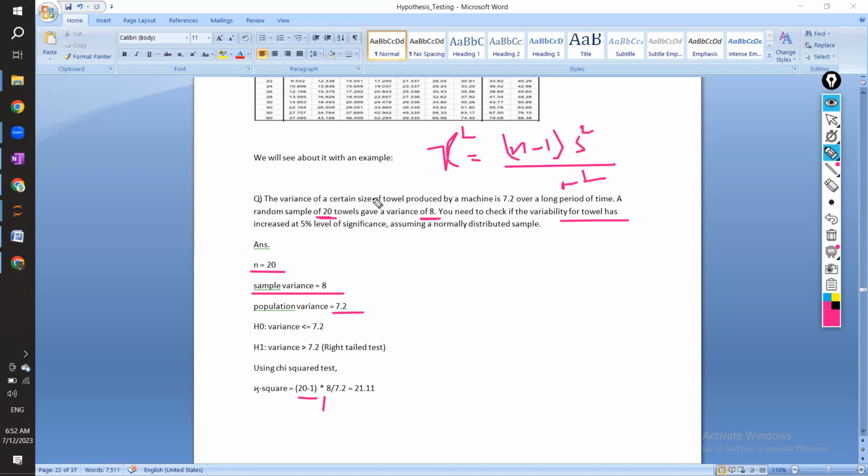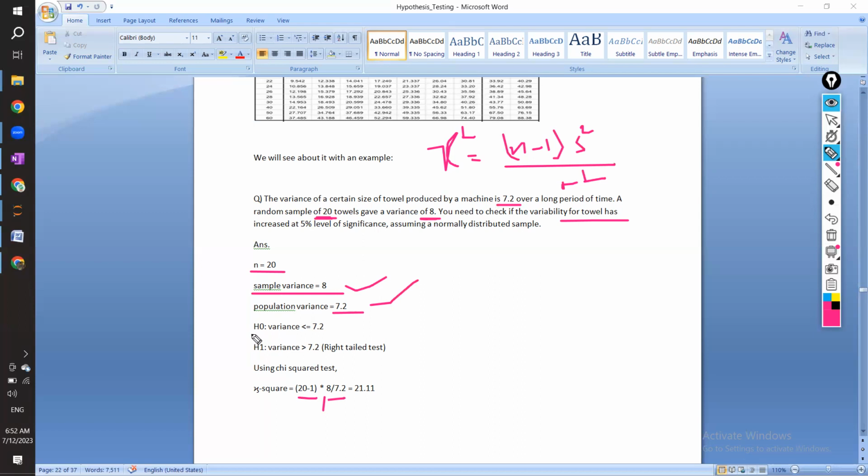Why? Because he's saying the company is producing towels with 7.2. That means this is the total population variance. From that, you took 20 samples, and the sample variance is 8. That's why the sample variance is 8, and the overall population variance is 7.2. So 8 by 7.2.